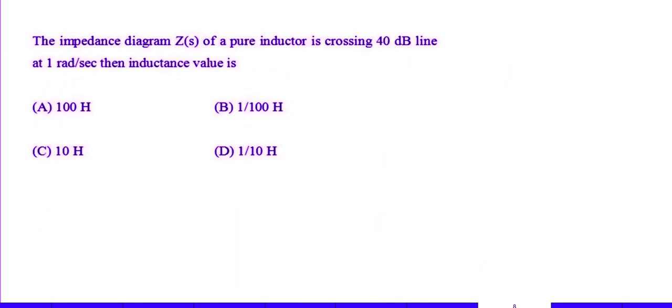The impedance Z of s of a pure inductor is crossing the 40 dB line at omega equal to 1 radian per second. Then what is the inductance value? This shows how control systems link with network theory. Z of s for a pure inductor is sL, that is j omega L. The magnitude of Z of s is omega L, crossing the 40 dB line at omega.